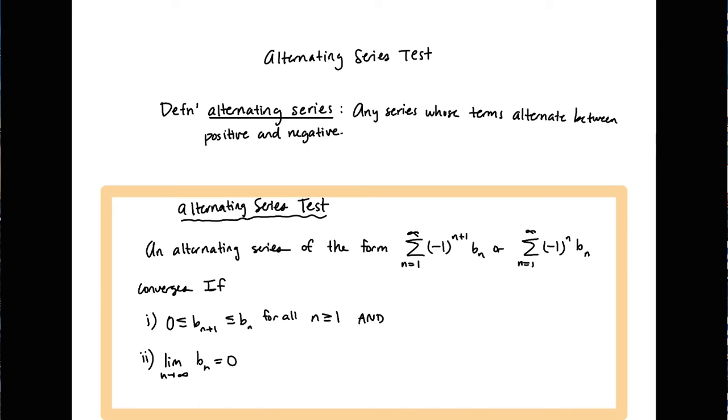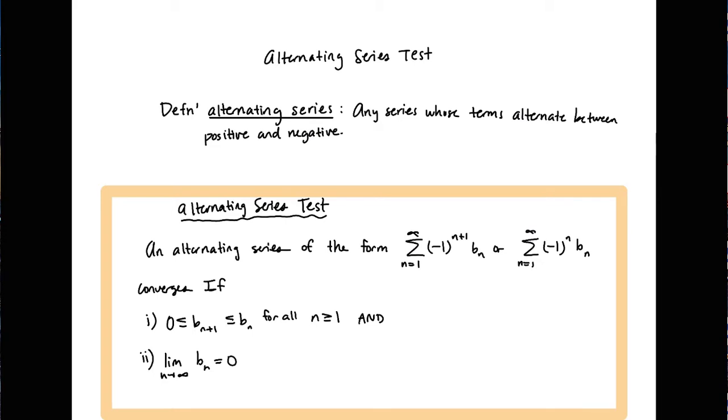In this video, we'll be discussing the alternating series test. So first, to define what an alternating series is, an alternating series is any series whose terms alternate between positive and negative. There's some different ways to write this. For instance, an alternating series can be written in the form (-1)^(n+1) times some other sequence terms, or (-1)^n b_n.